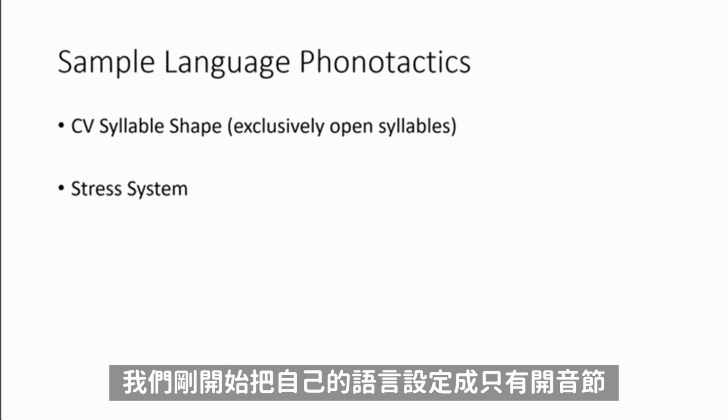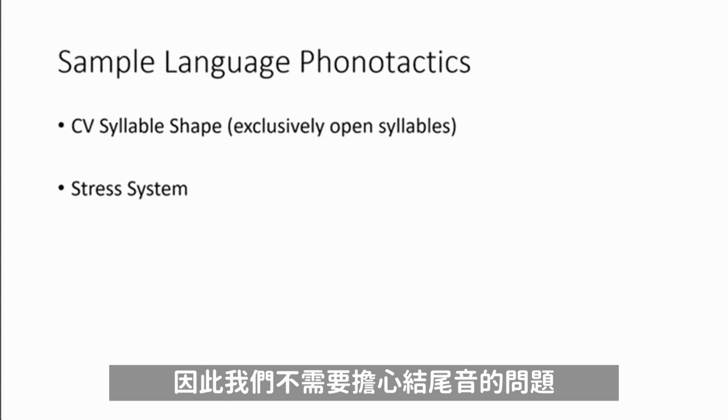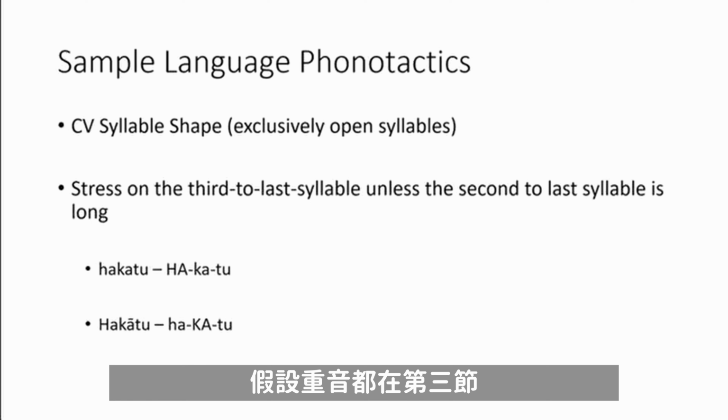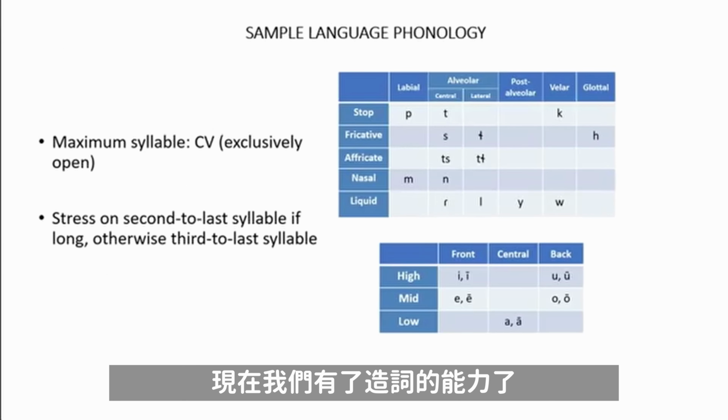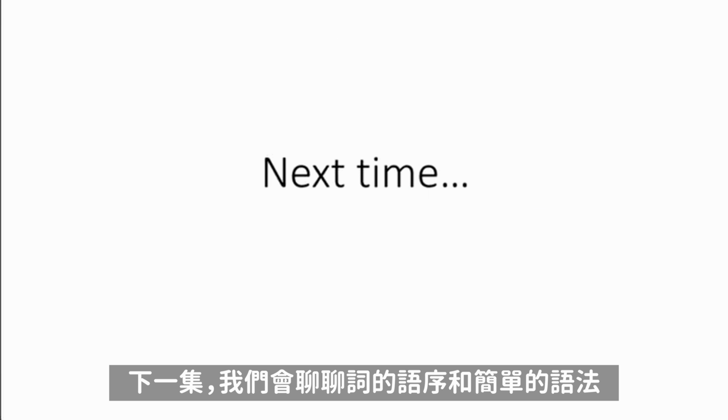Since our sample proto-language consists of purely open syllables, we don't have to worry about coda consonants. Let's just say that the stress always falls on the third to last syllable unless the second to last syllable contains a long vowel. And there we have it, one proto-phonology. Now we have everything we need to start coining words. Join me next time when we'll start figuring out how to put words together.